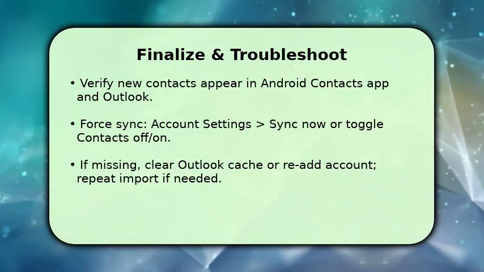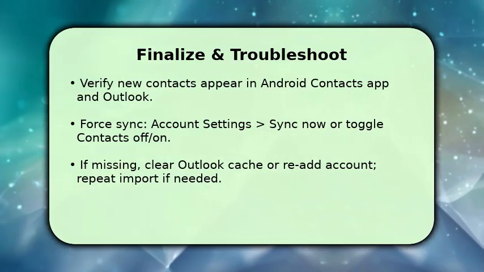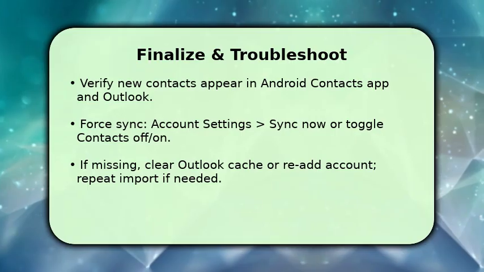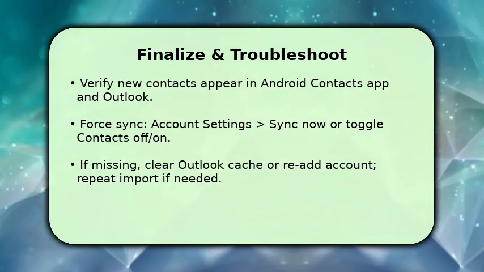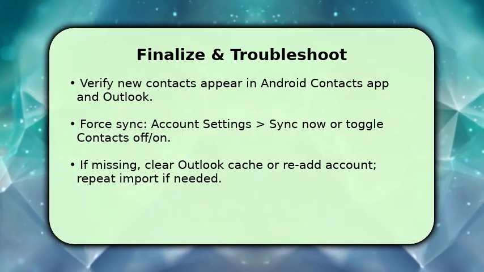As a key troubleshooting tip, clear the Outlook app cache or remove and re-add the account if syncing fails. Re-importing a previously exported CSV to Google Contacts is a reliable fallback that restores missing entries.